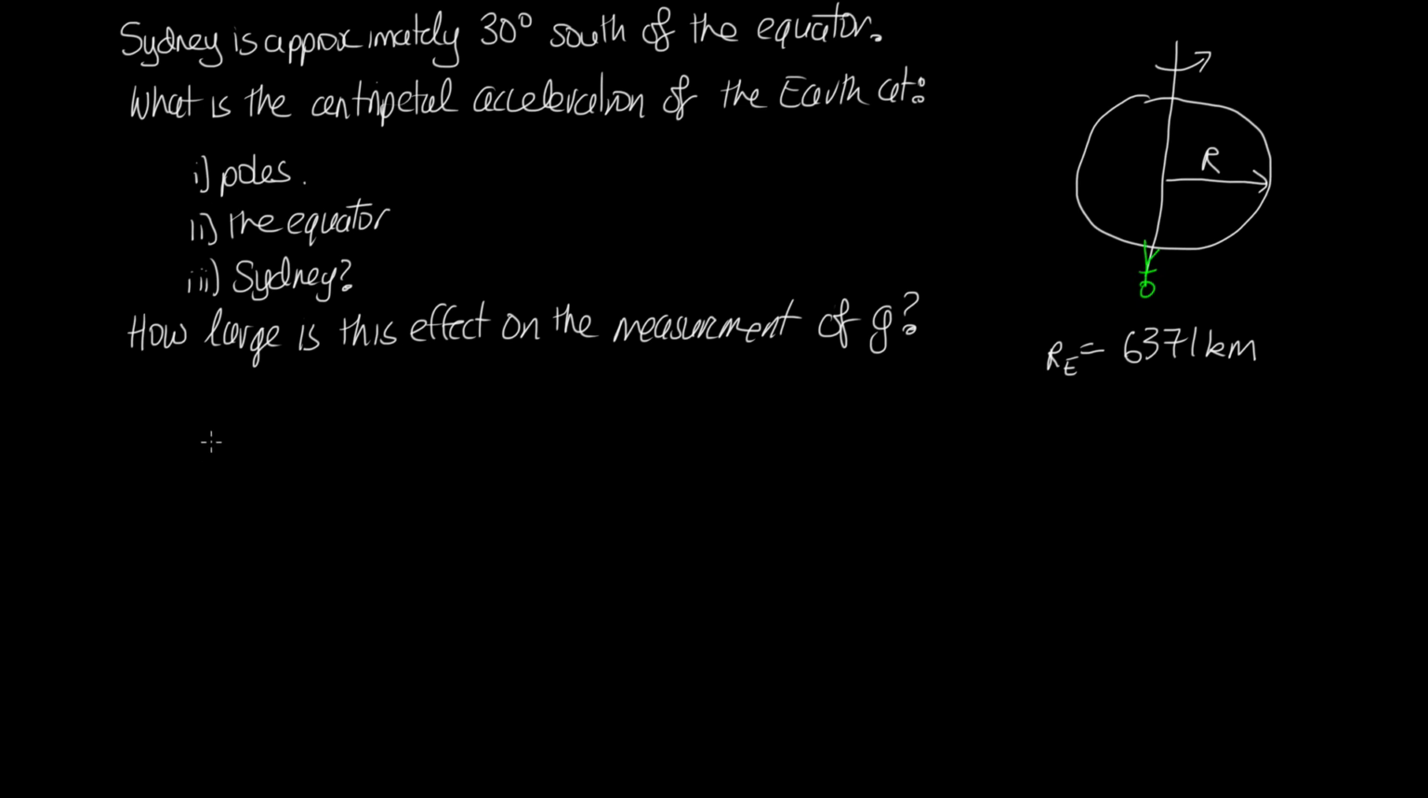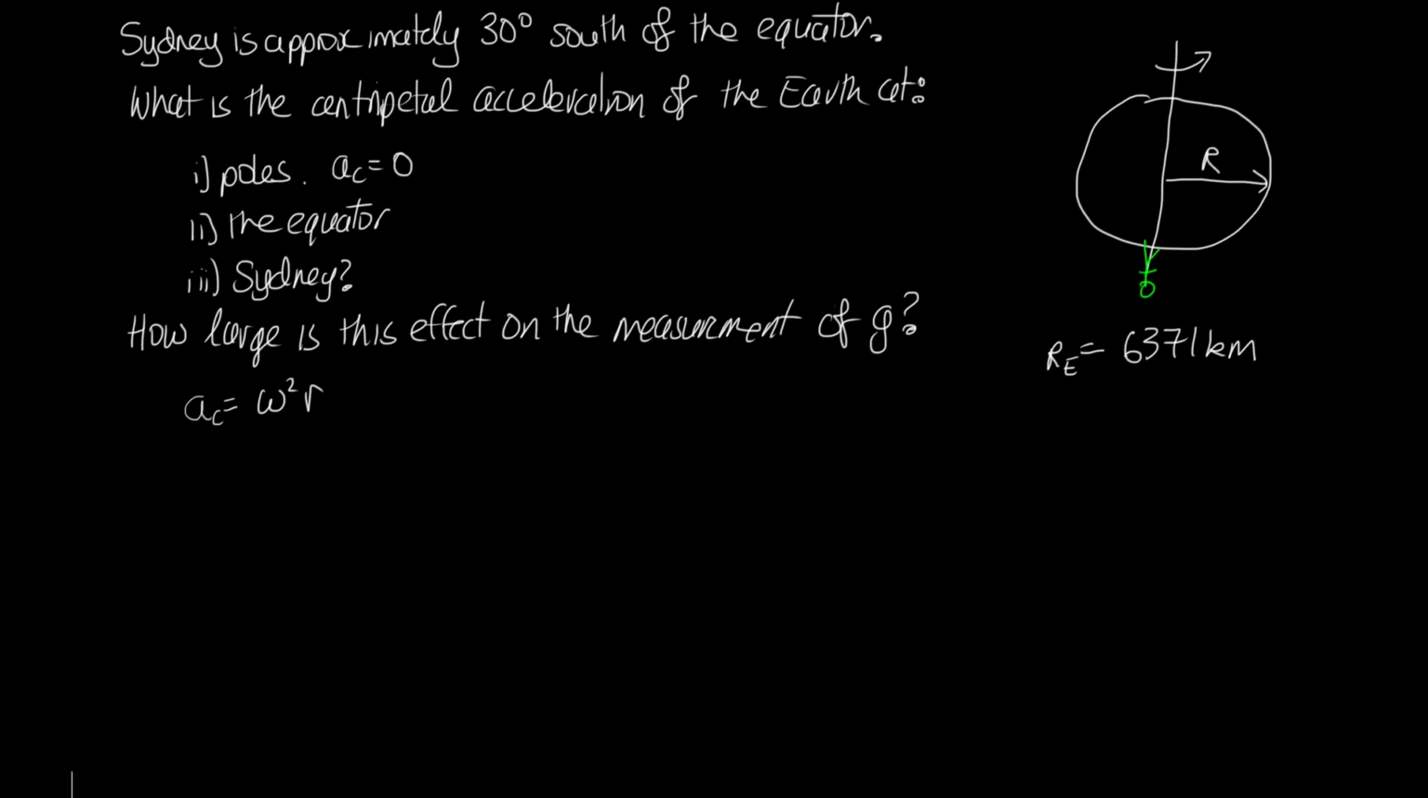So what we can do is use our equation for centripetal acceleration. We'll actually use omega squared r this time. Often we use v squared on r. We can use either, but let's use this one this time. At the pole, the radius of the path is 0, so at the pole, the centripetal acceleration is going to be equal to 0.